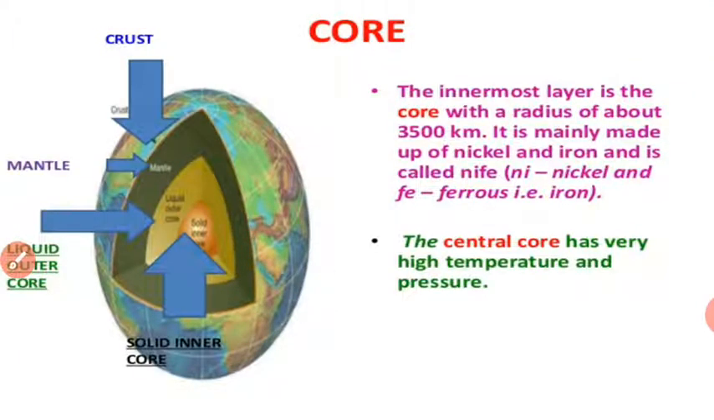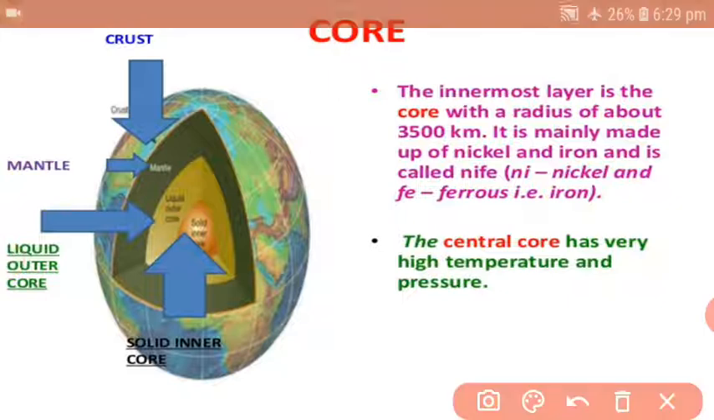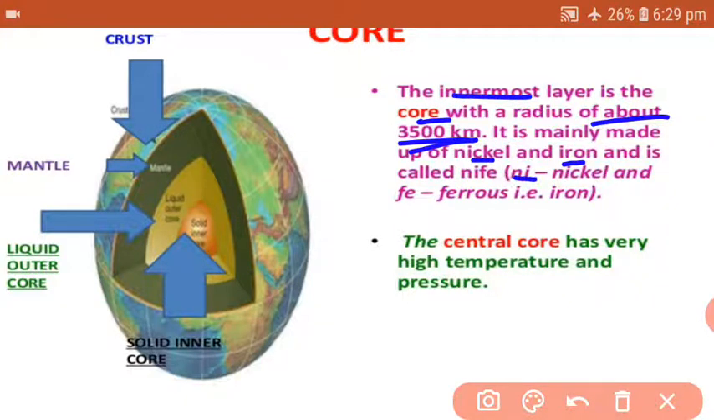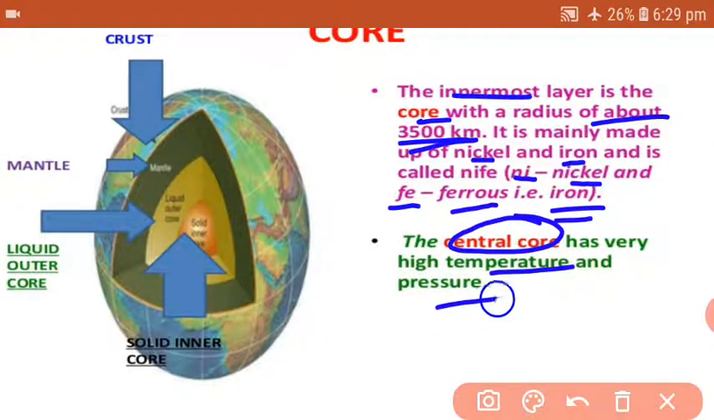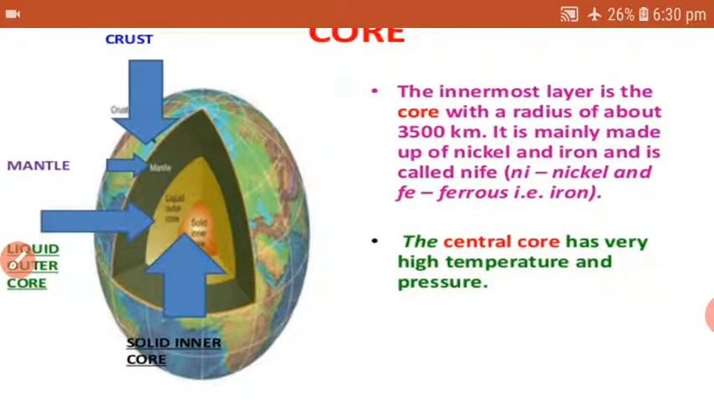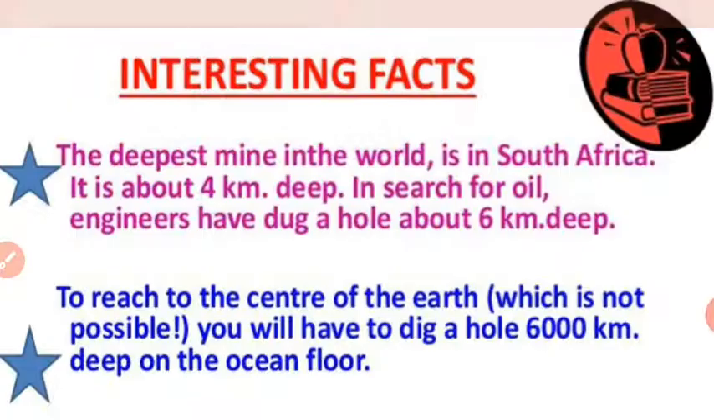The third, the innermost layer, is the core, which is the most inaccessible zone of the earth. The innermost layer, the core, is of around 3500 kilometers depth. It is made up of nickel and iron. Ni stands for nickel, and Fe, that is ferrous, means iron. So its abbreviated form is NiFe. The central core has very high temperature and pressure. As we all know, the interior of the earth is made up of lava. So that's what we are discussing here.